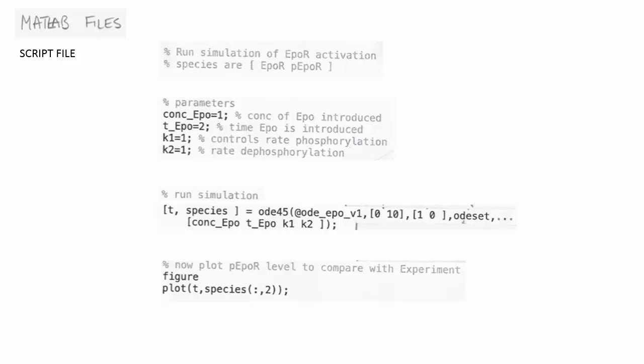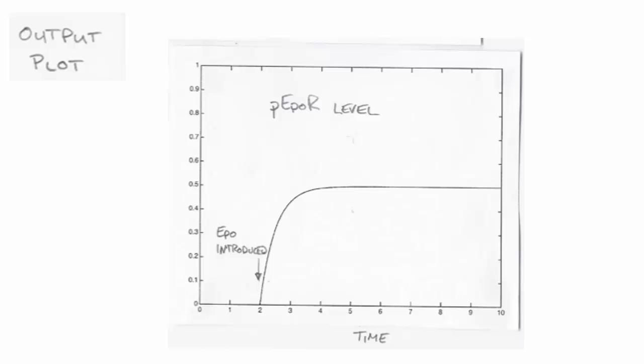So after that line I've got my results. I create a new figure and I plot the results, and if you reproduce those files, this should be what you see: at time 2 when EPO was introduced, the phosphorylated receptor level rises and then reaches a steady state of 50% and continues to stay at that state.